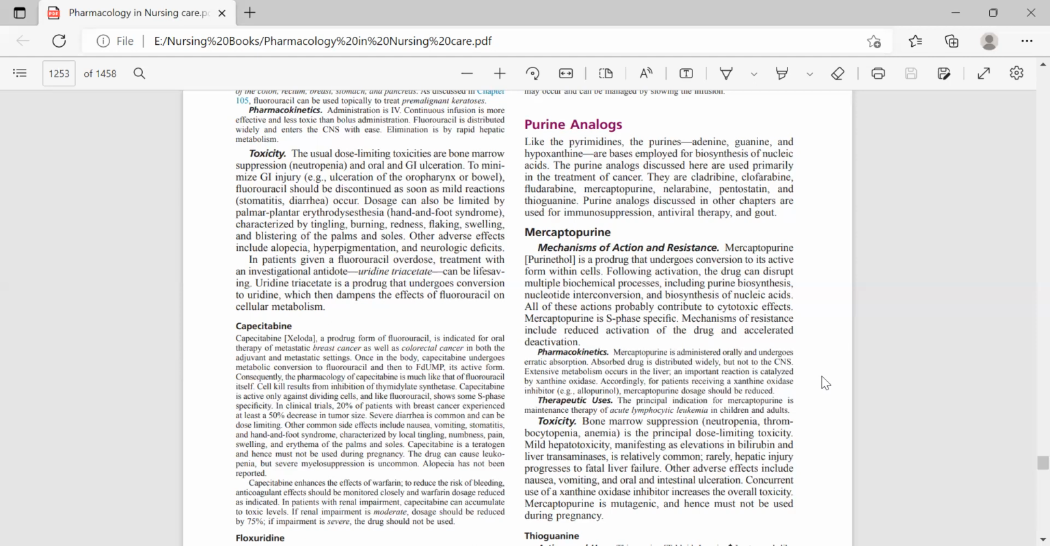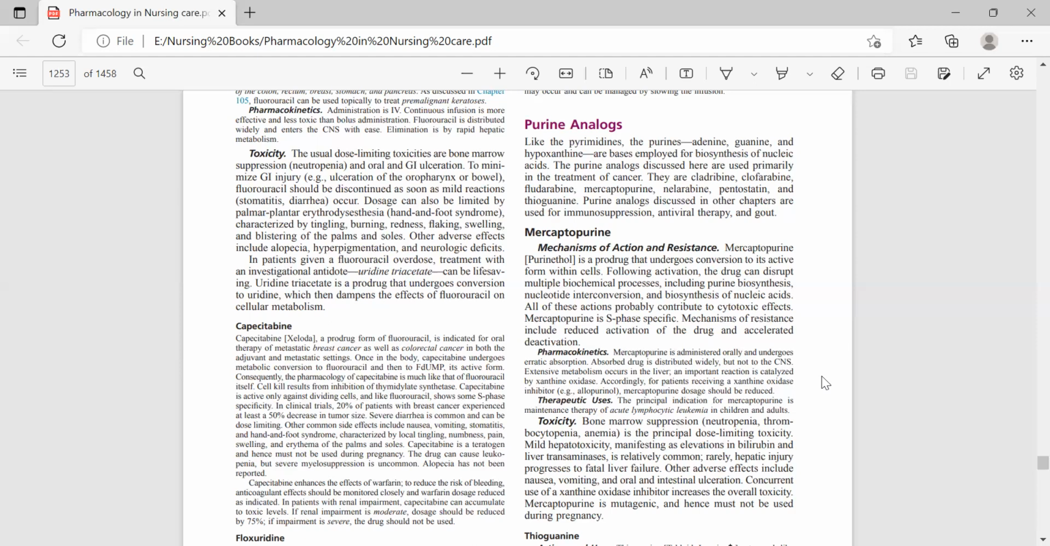The administration is oral, with erratic absorption. The absorbed drug is distributed widely, but not to the CNS. Metabolism is by the liver, and an important reaction is catalyzed by xanthine oxidase. So in patients receiving a xanthine oxidase inhibitor, that is allopurinol, the mercaptopurine dosage should be reduced. The indication for mercaptopurine is maintenance therapy of ALL, acute lymphocytic leukemia, in both children and adults.